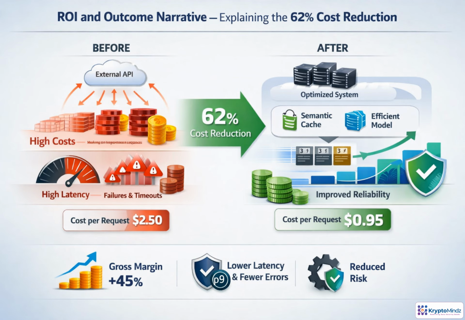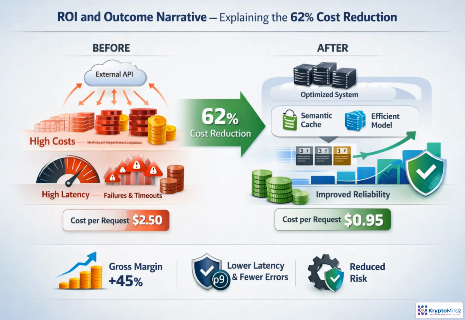The 62% ROI story has to be more than "we changed the architecture." It should show where money was leaking before: repeated external API calls, inefficient routing, retries, timeouts, and uncontrolled token growth. Then connect each design choice to a measurable saving.